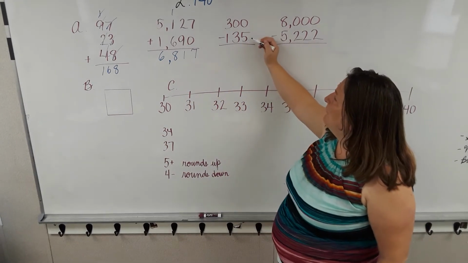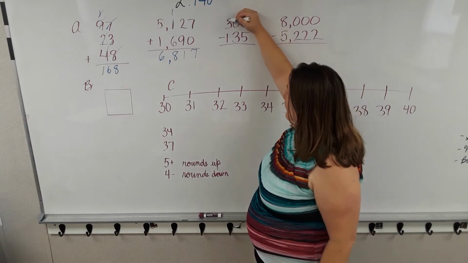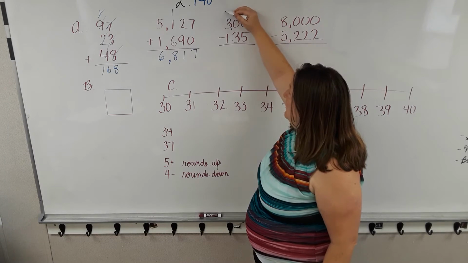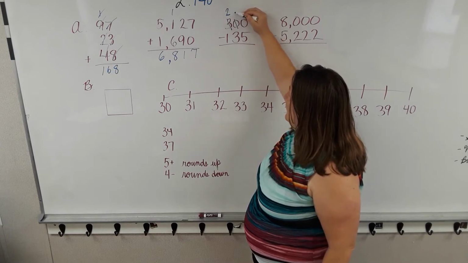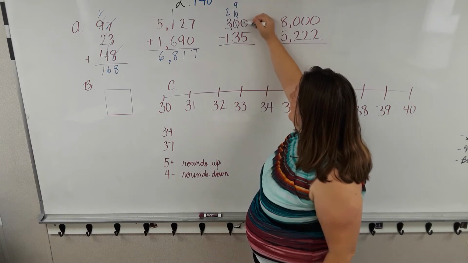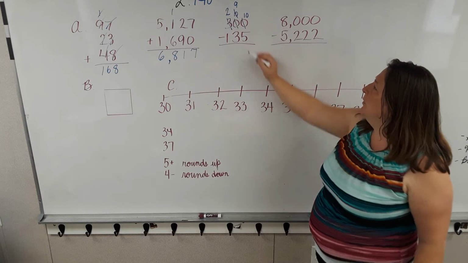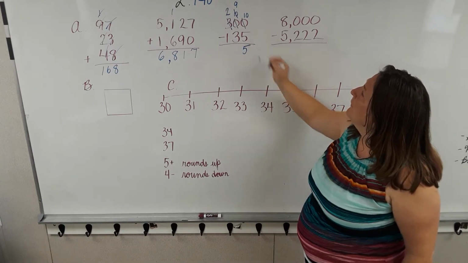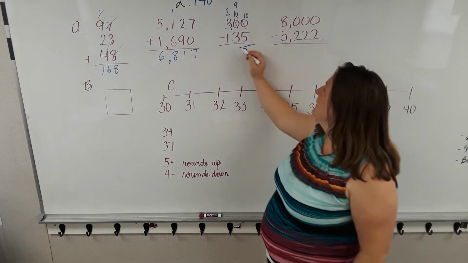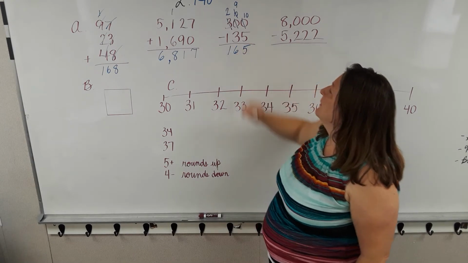0 minus 5, have to borrow from the neighbor. You can't borrow from a 0, have to borrow from the next neighbor. The 3 becomes a 2. The 0 becomes a 10. The 10 becomes a 9. So this 0 can become a 10. 10 minus 5 equals 5. 9 minus 3 equals 6. 2 minus 1 equals 1.